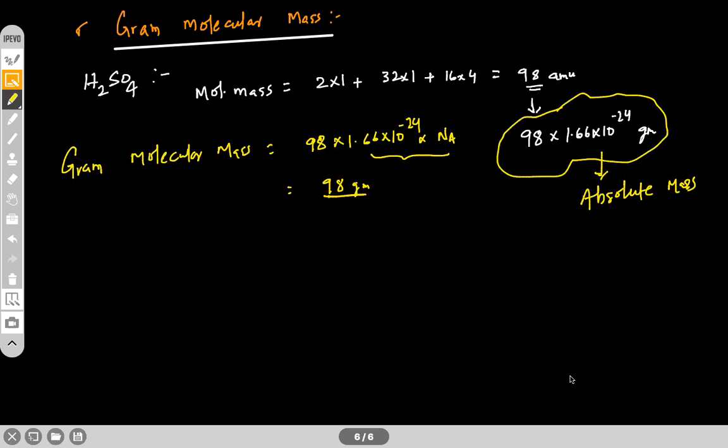Atomic mass we always express in AMU, right? Hydrogen atomic mass is 1 AMU. Sulfur atomic mass is 32 AMU, atomic mass unit. Because if you write it in gram, you have to write this huge number. So to maintain the database in an easier manner, we have defined AMU. Obviously, 98 AMU is easier to write than 98 into 10 to the power minus 24 gram. So that's why we express atomic mass in AMU only. Clear?